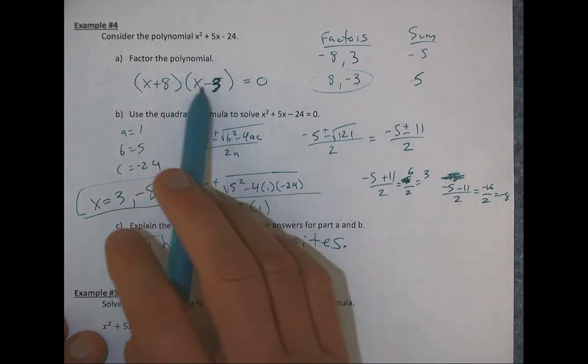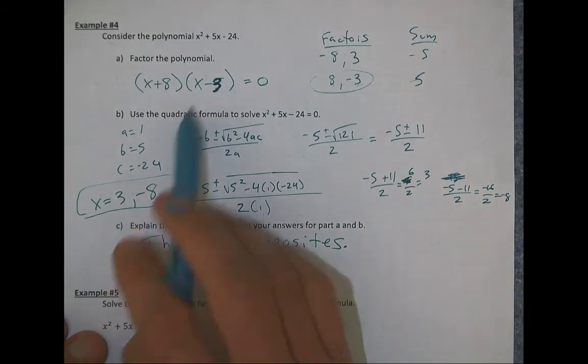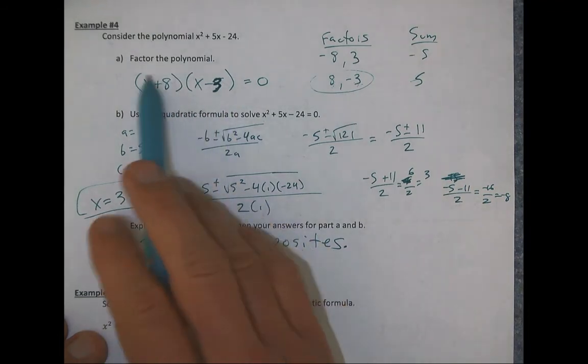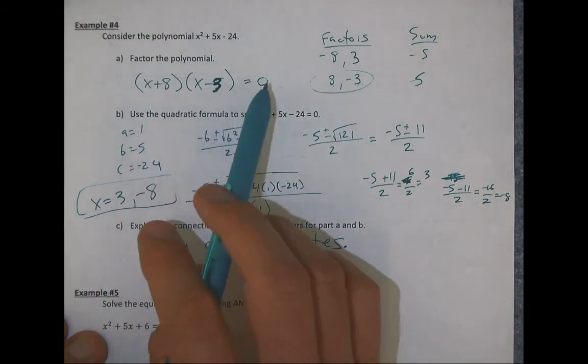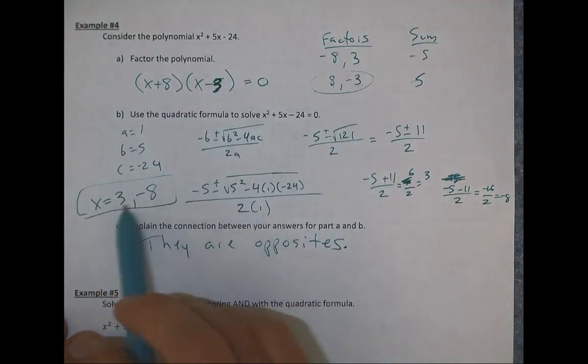And then what about this one? What can I plug in for x so that this whole thing becomes 0? Well, that would be 3. 3 minus 3 is 0. And it doesn't matter what's over here. 0 times anything is 0. So using this factored form, you can actually get the answers.